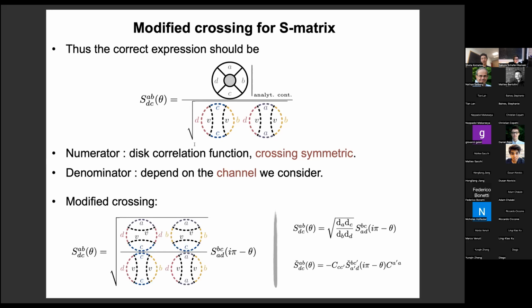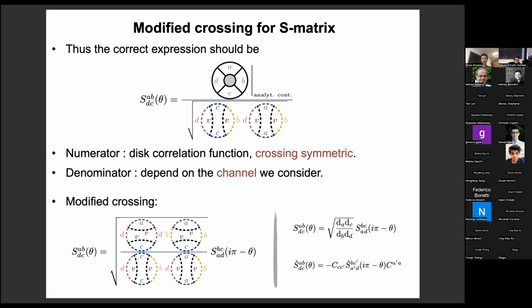And this is basically the key reason why we get the modified crossing. More precisely, because of this extra factor, which takes care of the normalization, we expect that if you do the crossing, you need to multiply this extra factor, which is basically given by the square root of the ratio of the norms of in-state and out-state in the S channel and T channel.